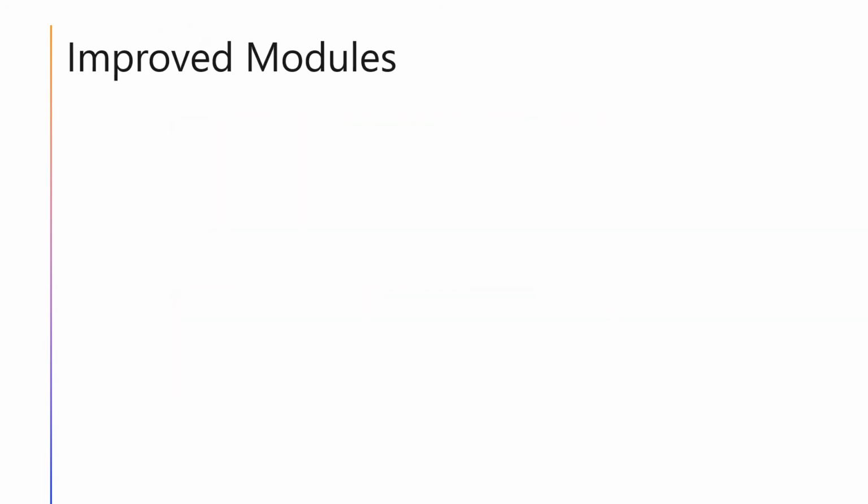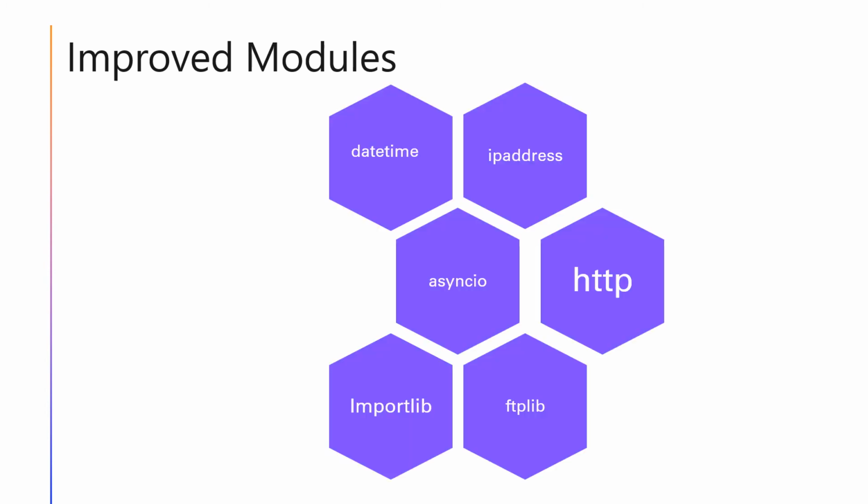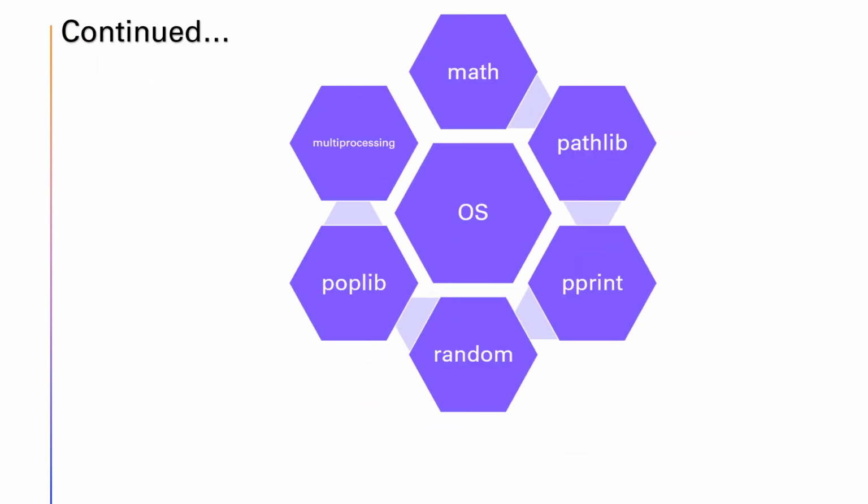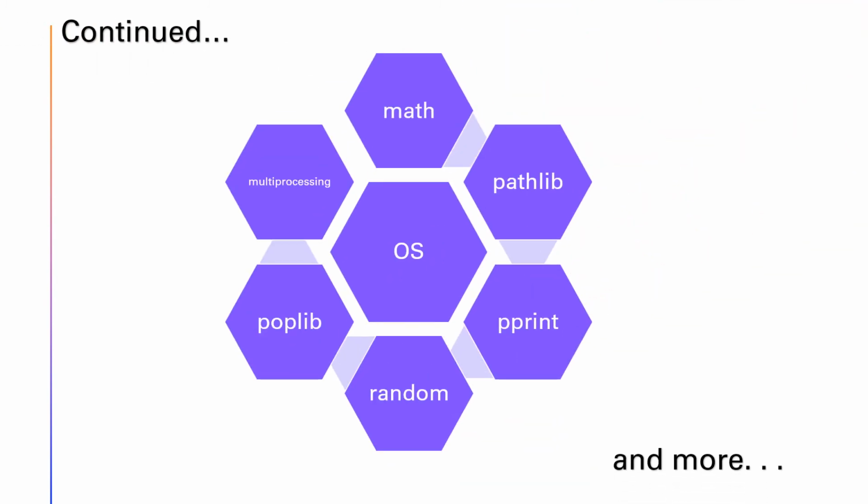There are also some improved modules, there are many, but let's take a look at a few of them. Those are very popular modules. As we all know, Python has always been updated around every 6 months, so whenever the developers team got some new features that can be added to any module to increase programmability and efficiency, it has been upgraded. Here are some modules that have been improved, like datetime, ipaddress, asyncio. If we see some more, there are math, pathlib, os, random, pprint, multiprocessing, poplib, and many more.